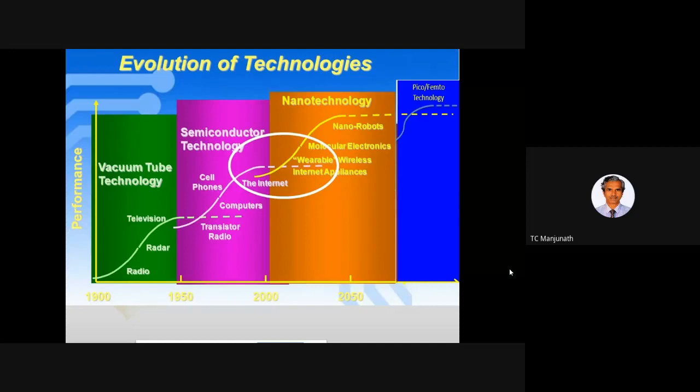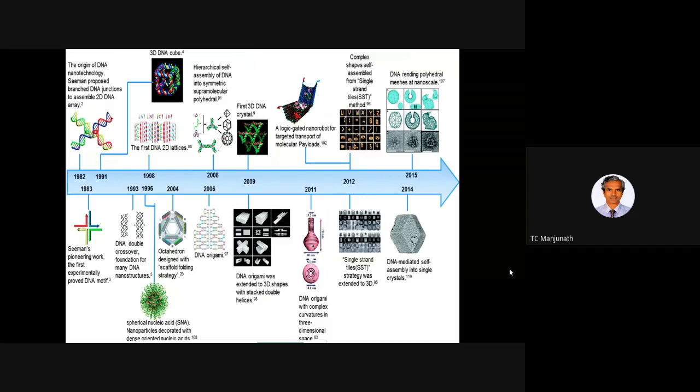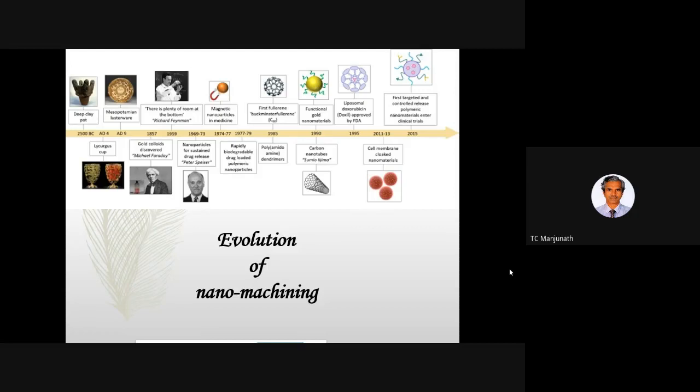So this also shows how the evolution began, starting from the 1900s to 2015. You can see various particles, starting from the macro to the nano level, from 3D to 2D, etc. And again, another evolution of nano machining from 2500 BC, how the nanoparticles were there, then in 2015 the size of the particles started reducing smaller and smaller.